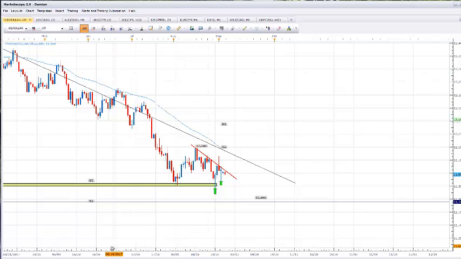So the key points of this chart are R1 and R2. Those are the two critical areas of resistance, and the 12,000 mark. So all of these things are coinciding to be around 12,000.